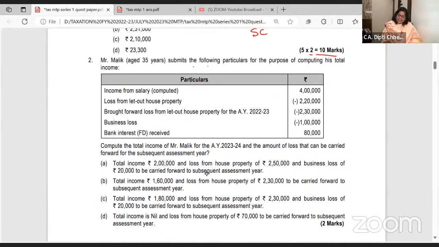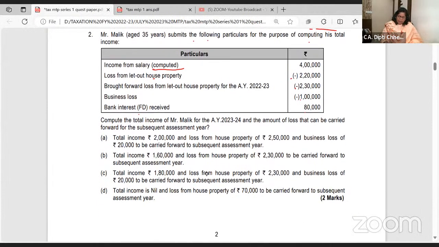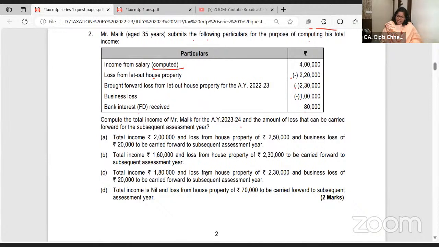Mr. Malik is computing. Whenever they give salary income computed, it means standard deduction is already given. Brought forward loss from house property, business losses 1 lakh, and bank FD interest is 80,000. Compute the total income of Malik and the amount of loss. Now see, set off and carry forward of losses they are asking in MCQ for 2 marks, and afterwards there is also a 4 mark question. So what is the weightage? 6 marks.